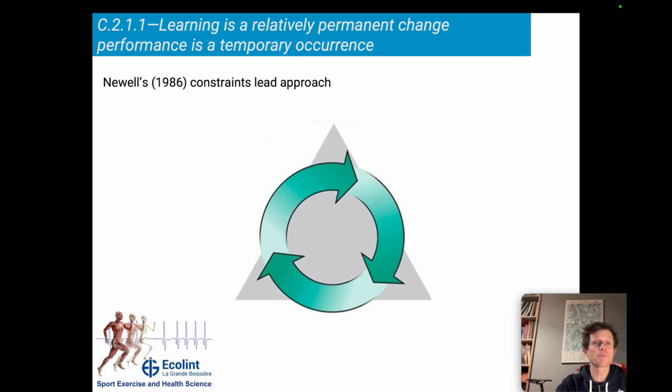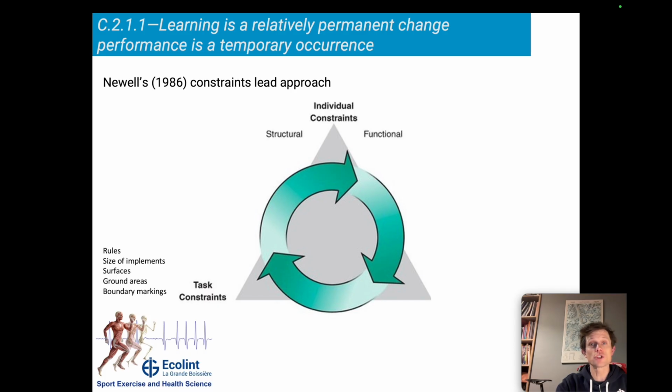Newell in 1986 proposed these constraints that might lead to different learning outcomes. He identified three different types of constraints: task constraints, which might include, for example, rules of the game, the size of the implements being used, the surface that the game's being played on. He also identified different individual constraints, and this he split into structural and functional constraints. Structural constraints are to do with the physiology of the individual, so for example, the chronotype, the height, the weight, the muscle to fat ratio of the athlete. And the functional are the behavioral elements of the athlete, so their cognitive ability, their motivations, their emotions.